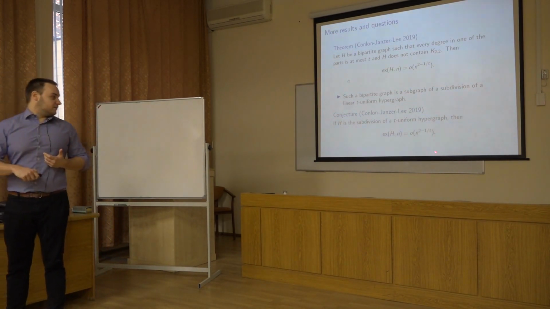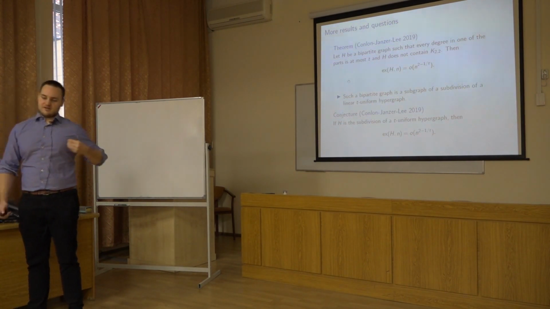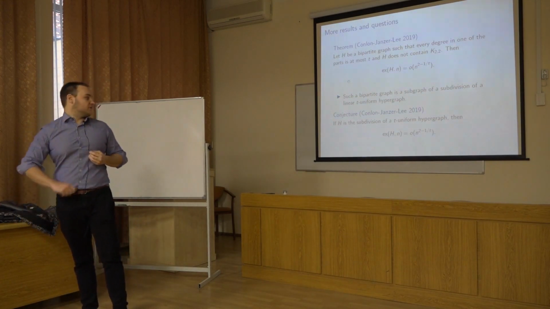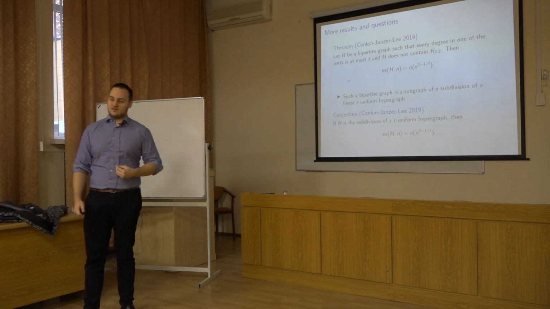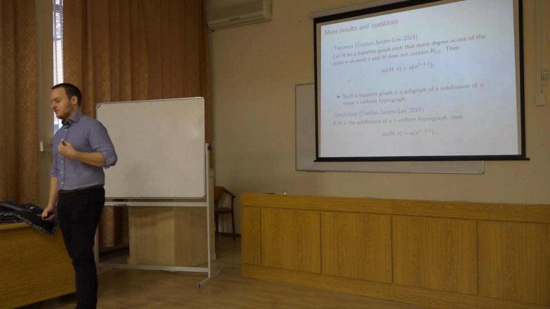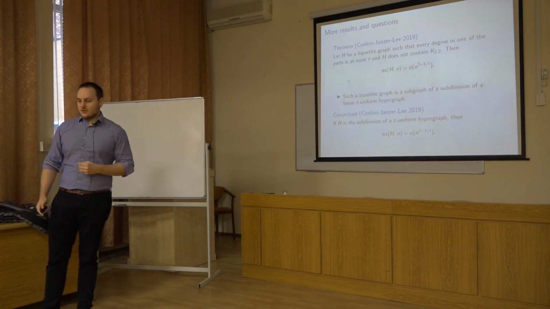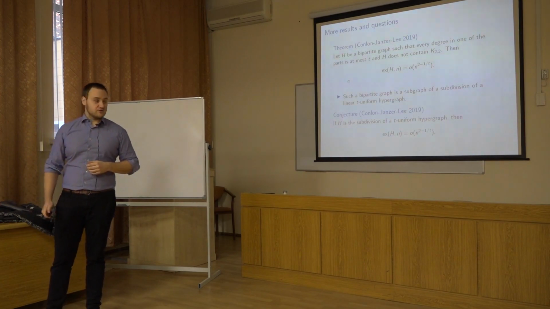Note that again, if we have the subdivision of a t-uniform hypergraph, that's a bipartite graph where every degree of a vertex in one of the parts is at most t. And also such graphs avoid K_{2,t}. So they do not avoid K_{t,t}, but the stronger condition that they avoid K_{2,t}. So this was more or less all the results that are known.